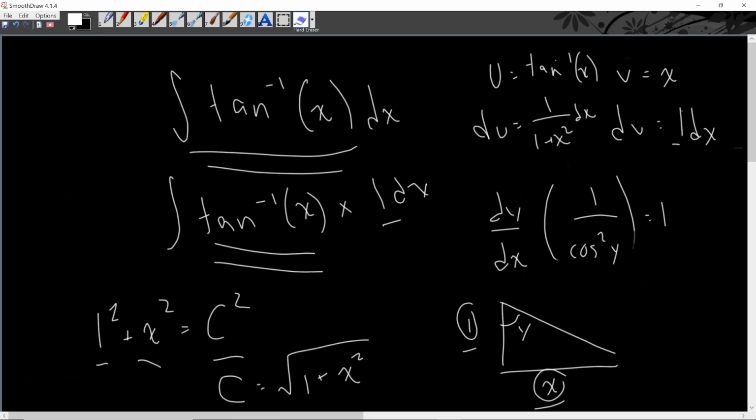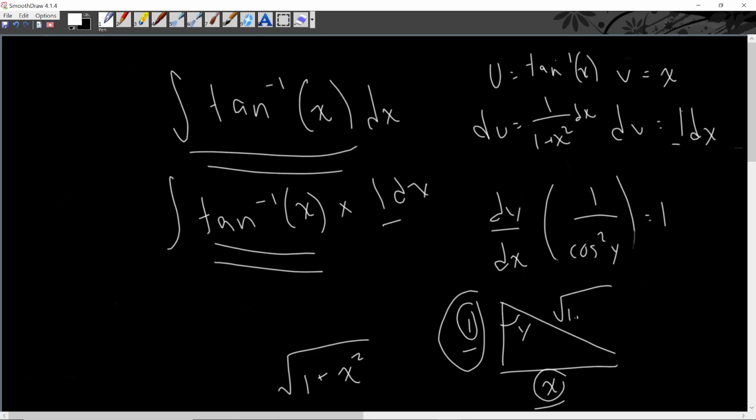And then from here, it's starting to look rather similar to what we want to see, right? So cosine of y, or adjacent over, let's write down 1 plus x squared. We have cosine of y is equal to square root of 1 plus x squared.